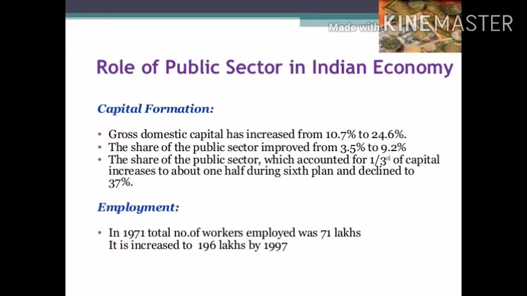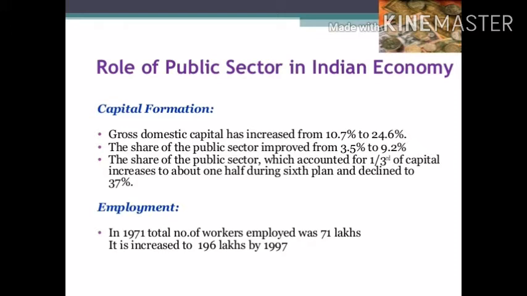Next slide is about the role of public sector in Indian economy. The first is capital formation. Gross domestic capital has increased from 10.7% to 24.6%. So, there is a rapid increase. The share of the public sector improved from 3.5% to 9.2%. The share of the public sector which accounted for 1/3 of the capital increased to about 1/2 during the 6th plan and has declined to 37%.